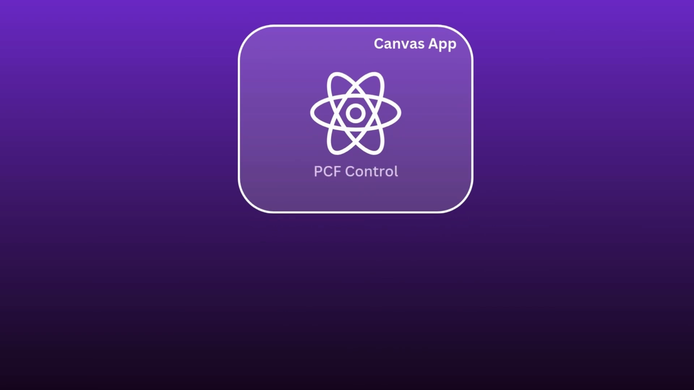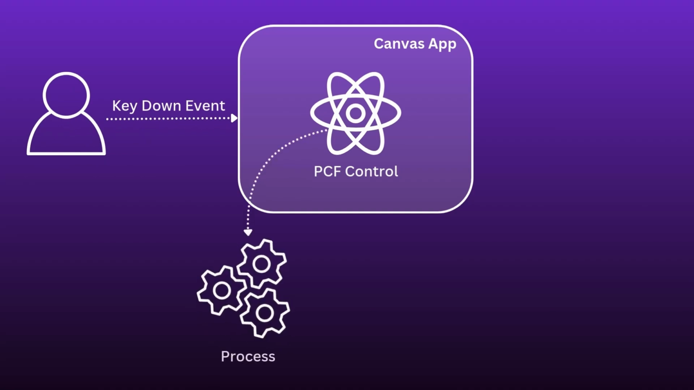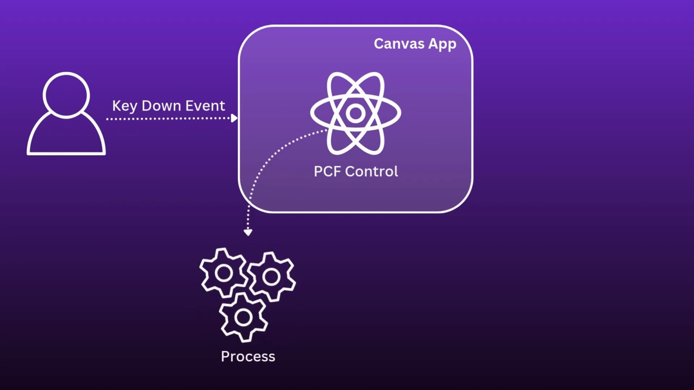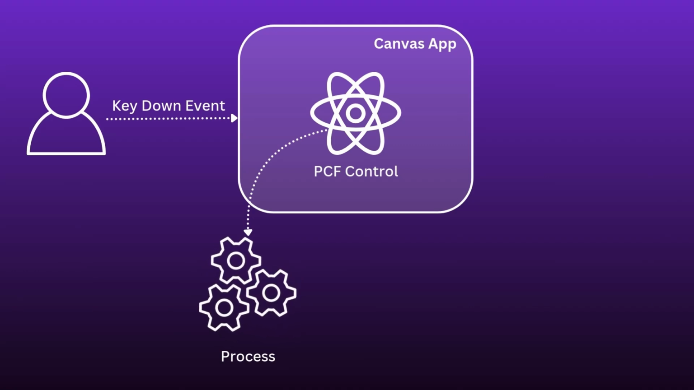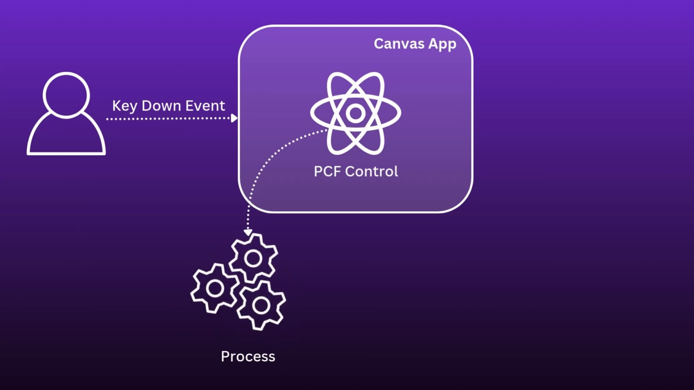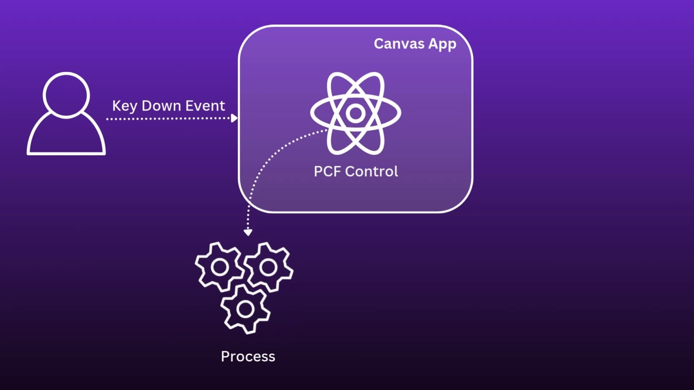So it all starts with the Canvas application in which we will deploy our PCF control. Whenever the application loads, our PCF control will start listening for keyboard inputs. And whenever a user hits certain keys, our PCF control will trigger a certain method. In this method, our logic will check what kind of key combination was hit and whether our PCF control should return the outputs or not.